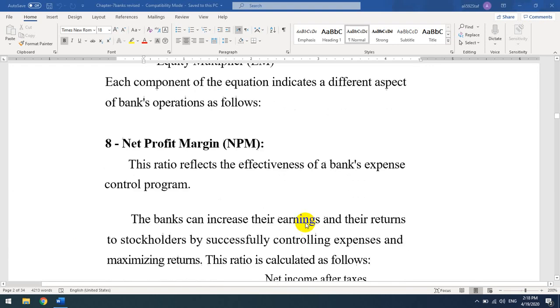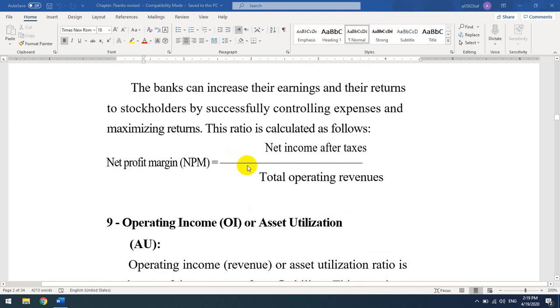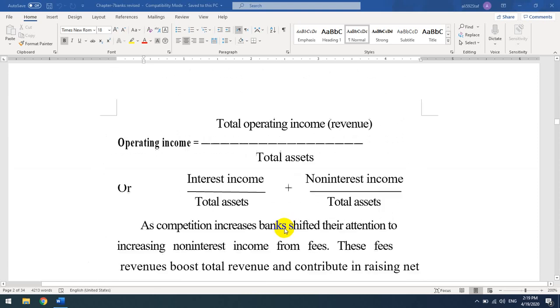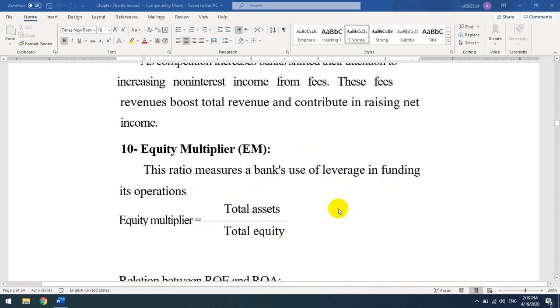Ratio number eight, net profit margin. Net profit margin equals the net income after tax divided by total operating revenues. Ratio number nine, operating income or asset utilization, computed as total operating income divided by total assets, or interest income by total assets plus non-interest income by total assets.